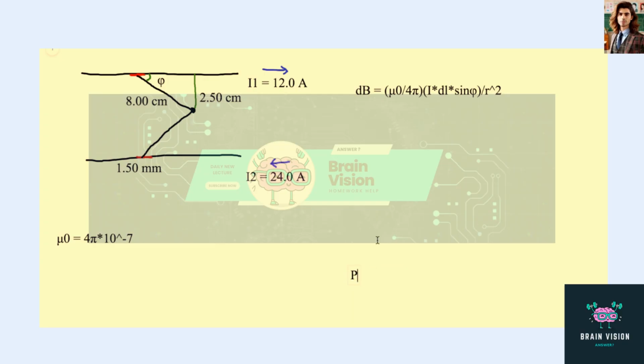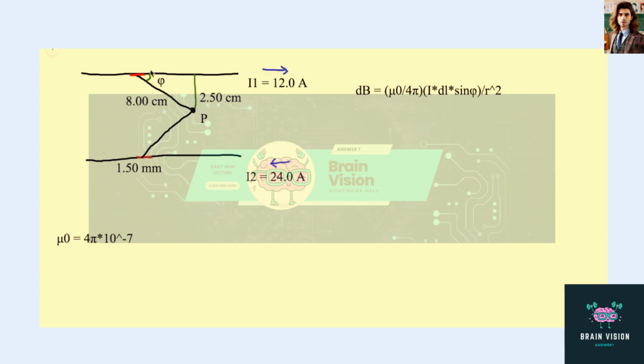And we have currents in each of these wires. The first current is 12 amps going to the right, and then the bottom wire is 24 amps moving to the left. And we're asked to find the magnitude and direction of the magnetic field at point P. So let's first start thinking about the direction of the magnetic field.